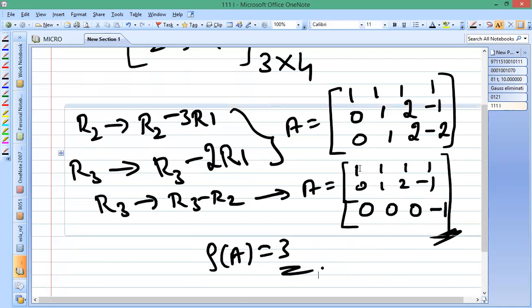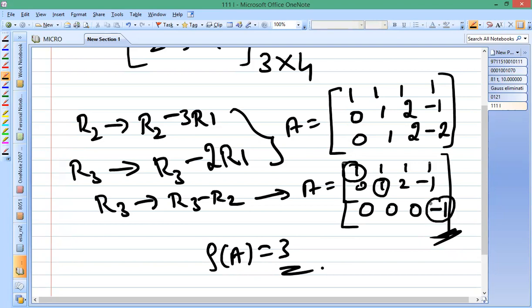And the pivots are 1, 1, minus 1. So here C1, C2 and C4 are the pivot columns. Those columns will be considered as the pivot columns. So this 1, 1 and this minus 1 are in column 1, column 2 and column 4.